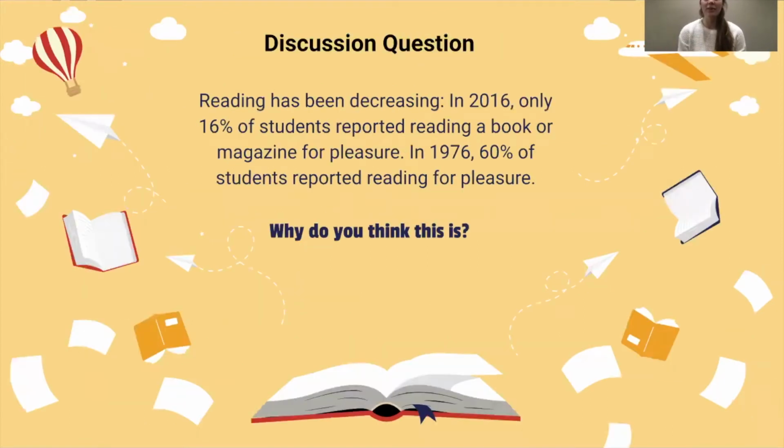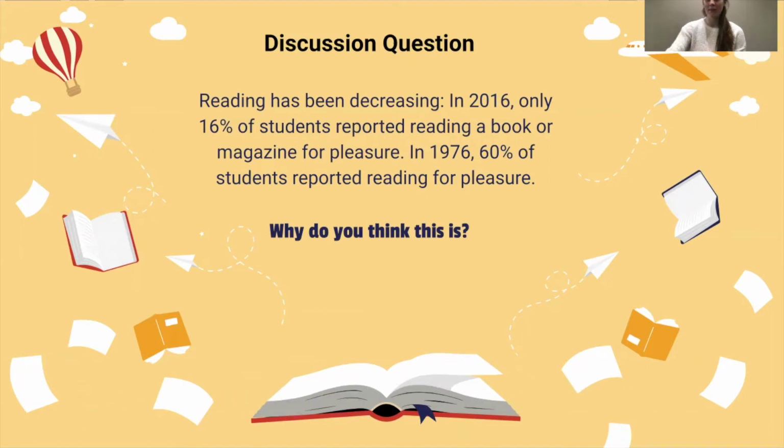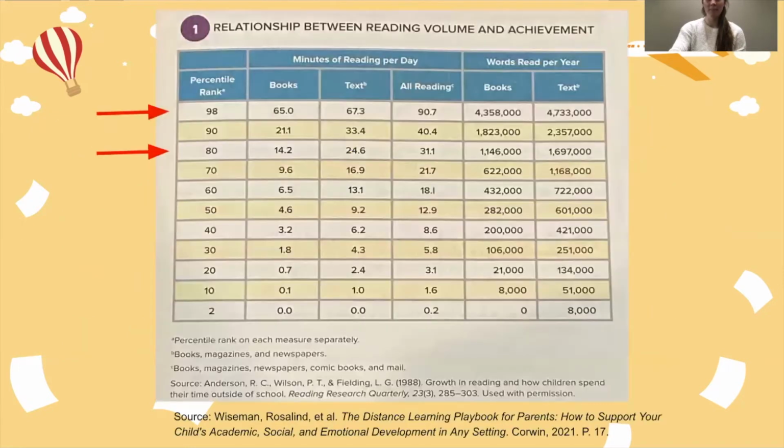So a discussion question: reading has been decreasing. In 2016, only 16% of students reported reading a book or a magazine for pleasure. But in 1976, 60% of students reported reading for pleasure. Why do you think this is? All right, we're going to move on.